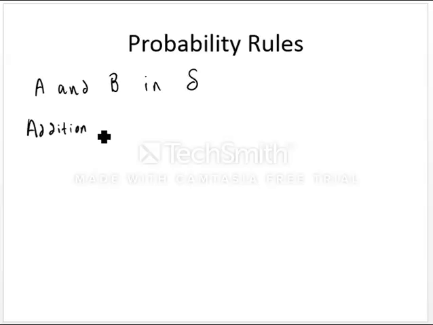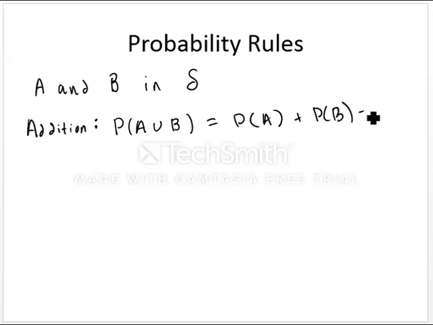This, by the way, can be proven, and if you take probability with me, we go through a lot of work to understand this in detail. And the addition rule just says the following: the probability of the union of A and B is equivalent to the probability of A plus the probability of B minus the probability of their intersection.